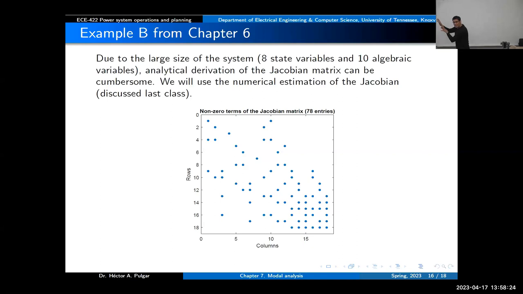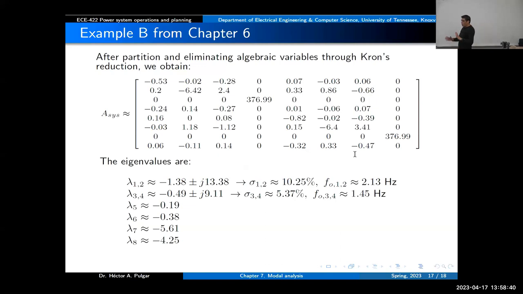Okay. I will show you the numerical value very soon here, and we are going to work with MATLAB. But here, let me go through some of the results. When you have this Jacobian, which is a matrix of 18 by 18, we need to eliminate the algebraic variables from the system. So we need to apply the Kron reduction. Are you okay with this procedure? Do you have any question?